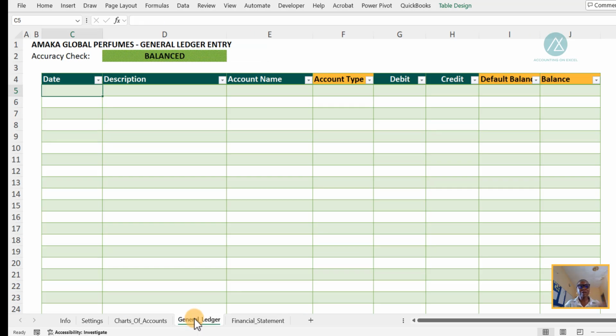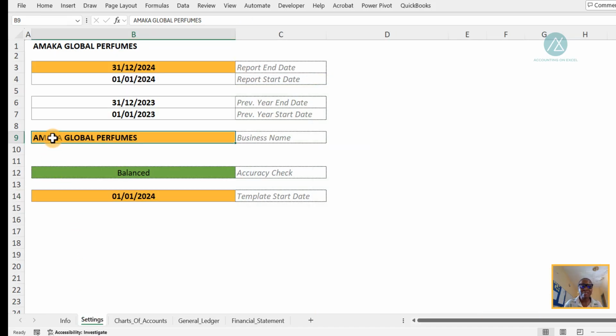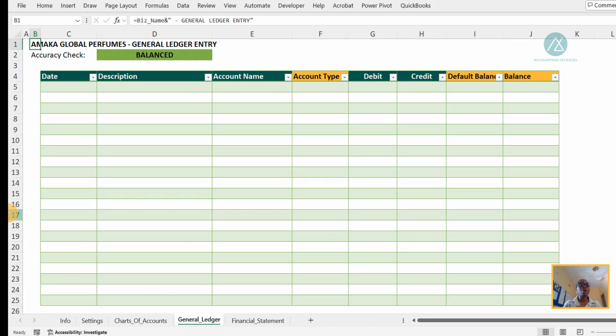Now let's move to the general ledger. Here is where you're going to be doing most of your work. You're going to be capturing all the daily transactions, applying the double entry principle. As you can see, we have an accuracy check here. Mind you, the name Amaka Global Perfume automatically pops up because there is a formula in here. All you need to do is to input your business name here, and it's automatically filling all the sheets. So you can see that the Amaka Global Perfume general ledger entry is already automatically here.